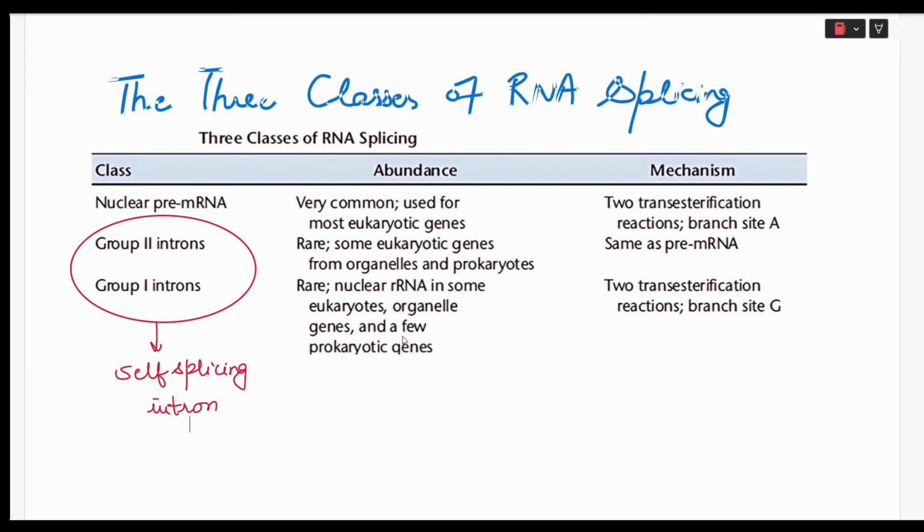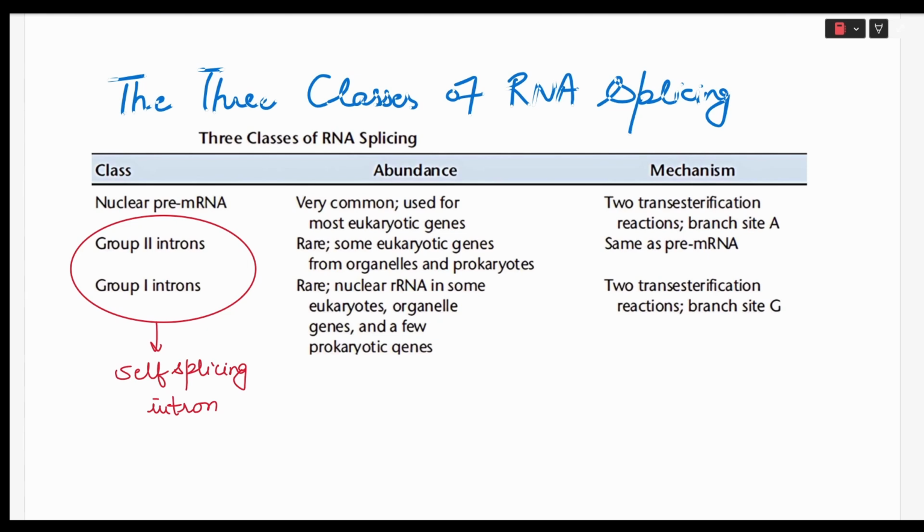Now there are some differences. For example, the group 1 and the group 2, they are quite rare, both of them, right? As you can see, here we are talking about abundance, they are both very rare. On the other hand, the nuclear pre-mRNA, the common mechanism that we have just discussed, is very common and it is used for most of the genes that we have. The group 2 and the group 1 are rare and seen in some specific genes, okay?